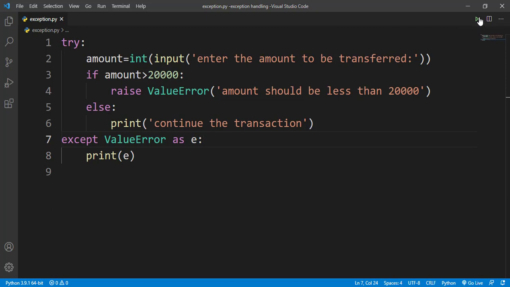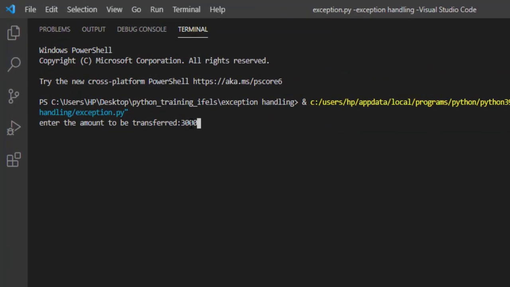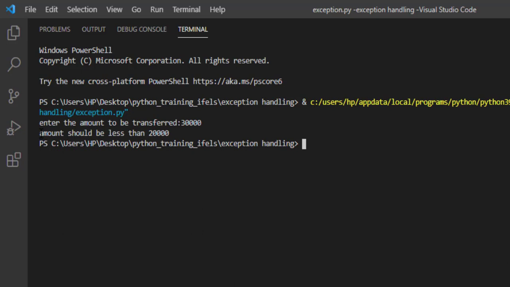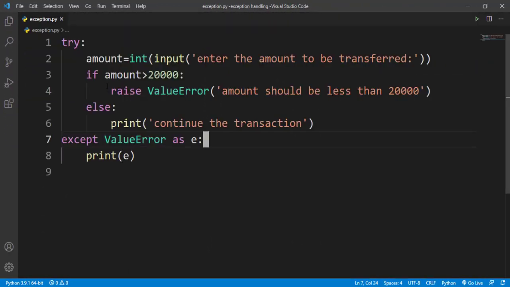Let's run this now. Now I'll enter 30,000 again. So you can see that the exception is raised with a message that amount should be less than 20,000. I hope you guys are clear with how to make use of the raise keyword to raise an exception explicitly. This comes in handy whenever you need to raise exceptions, or to raise user-defined exceptions. I hope all of you are clear with the concept we have discussed today.